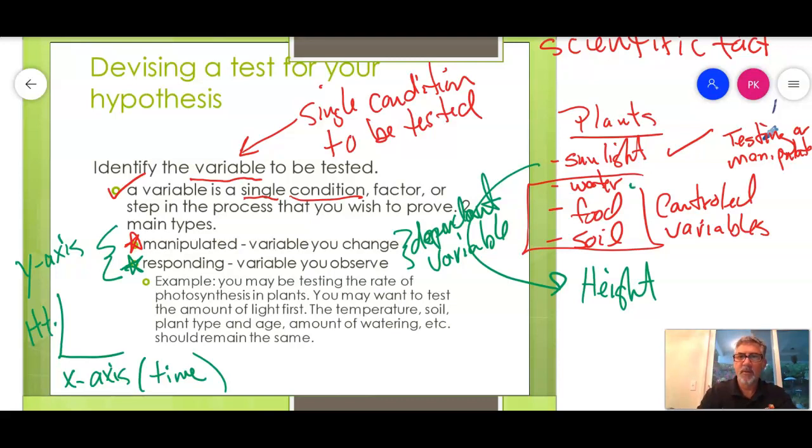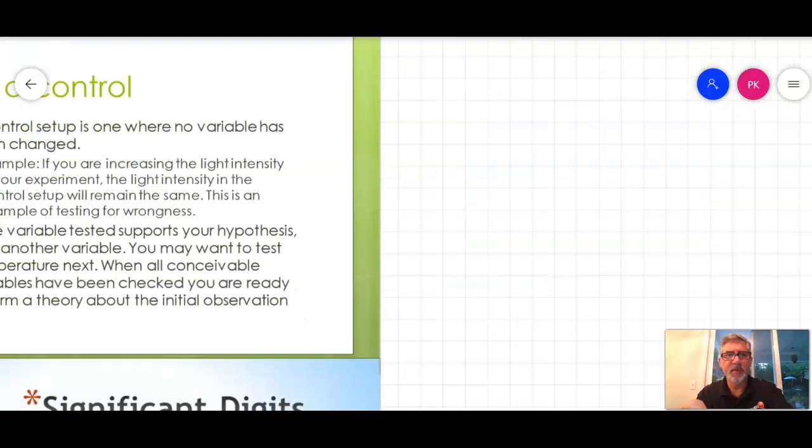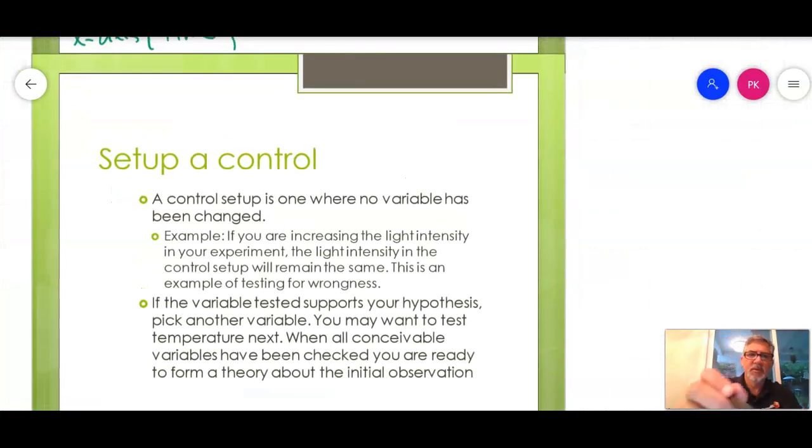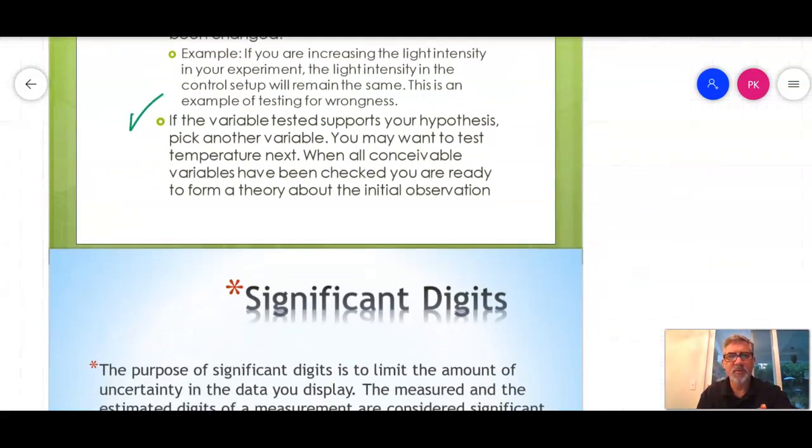I can test the amount of water. But if I test the amount of water, if I make that my manipulated variable, then I have to give all my plants the same amount of sunlight. And then go back and test food, for fertilizer, and I can test soil. So anyway, setting up the control. Right, so control is a situation where no variable has been changed. So that's what we talked about above. Right? If the testing supports your hypothesis, we pick another variable and we retest. We just talked about that before, so I'll just move on.